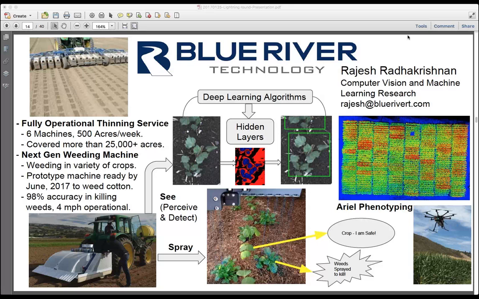Now I'll talk about some of the systems we are working on. Going from the top left, this is one of our thinning service machines that has been in operation. We have 6 lettuce thinning machines that have been operating on 500 acres per week, and we treat 1 million plants per day. The current technology that we are trying to incorporate is called the next-gen weeding machine, and there are 3 main highlights on that. One is we operate on big row crops. We start with cotton, which has millions of acres. We are using deep learning algorithms to distinguish crops and weeds. And our main technology is in see and spray, where we can see and detect objects and take action on them, operating at 4 miles per hour with precision.